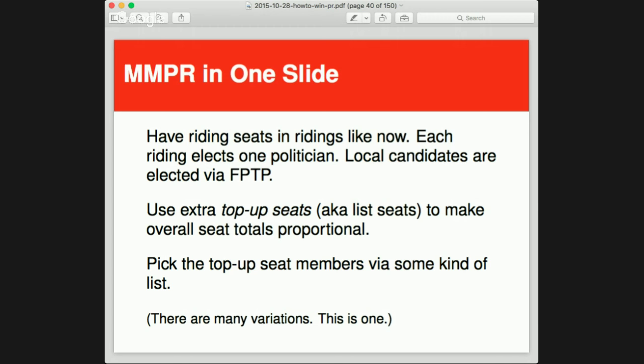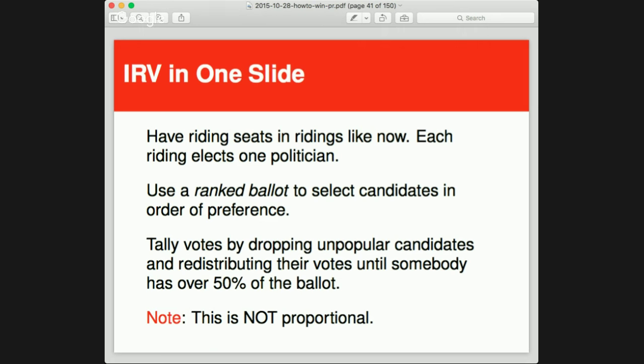Instant runoff voting. So this is one of those non-proportional systems. This is where you have a ranked ballot. And what that means is that you say, this is my first choice, this is my second choice, this is my third choice, this is my fourth choice. And then what they do is they say, does anybody have 50% plus one of the vote? If so, they win. If not, take the one who has the least votes, get rid of them, and transfer their second and third choices to the other candidates, right?